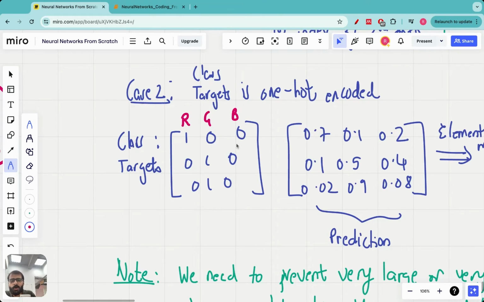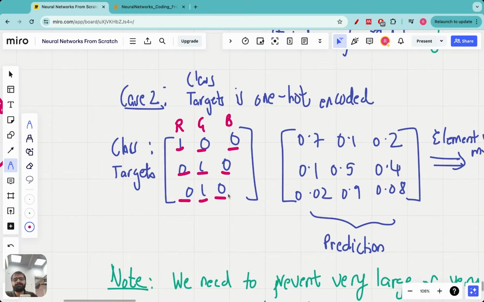So this is how the one hot encoded inputs will look. For the first input, the true value is red, so its label will be 1, 0, 0. For the second input, the true value is green, so its label will be 0, 1, 0. For the third input, its true value is again green, so its label will be 0, 1, 0.